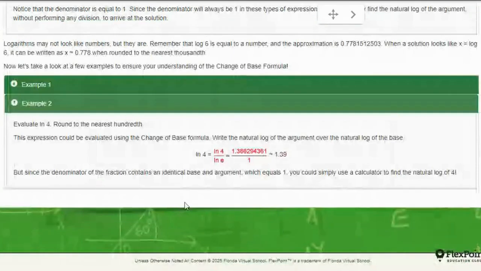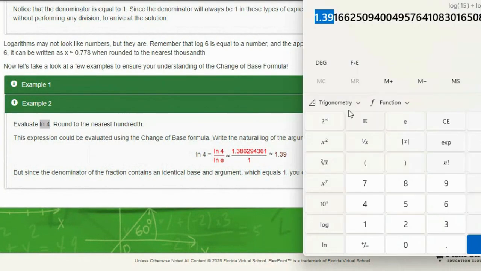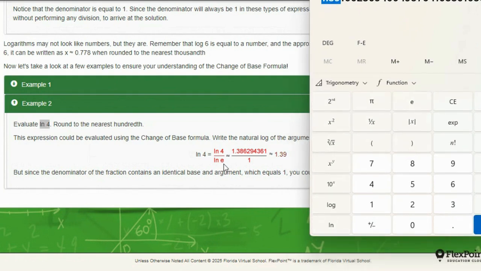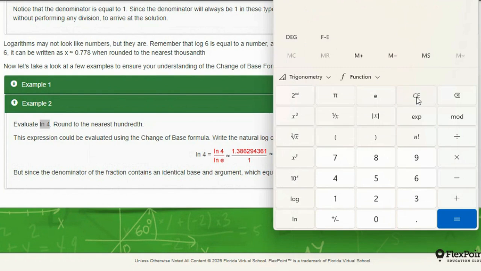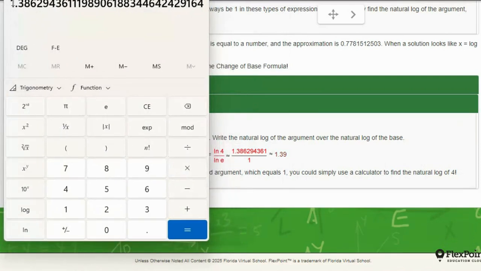Okay, let's look at example 2. Evaluate natural log of 4. They did that with change of base. They said natural log of 4 divided by natural log of e. That's interesting. We could do log 4 divided by log e, because that's the base. But however you do it, it should be 1.39 if you round it to 2 decimals, because the 8 is going to round up. Or you can just punch in natural log of 9.